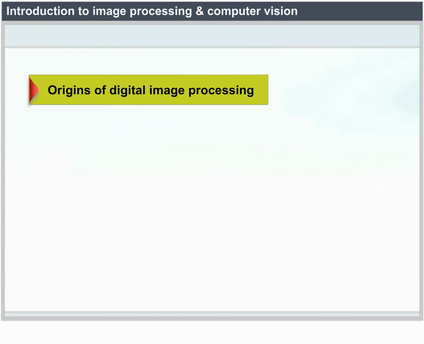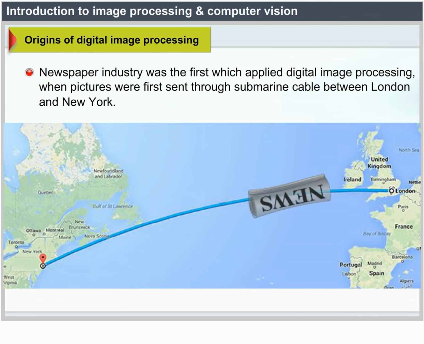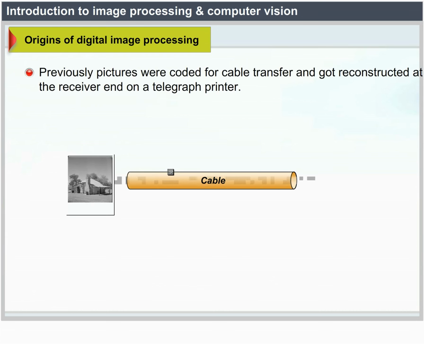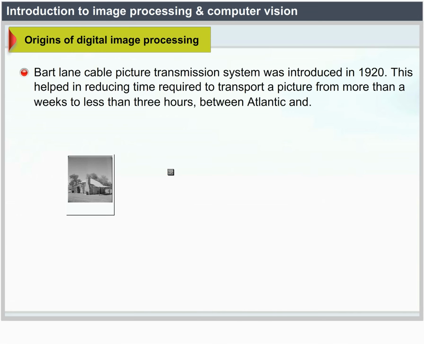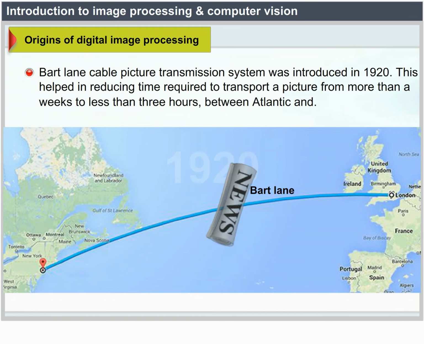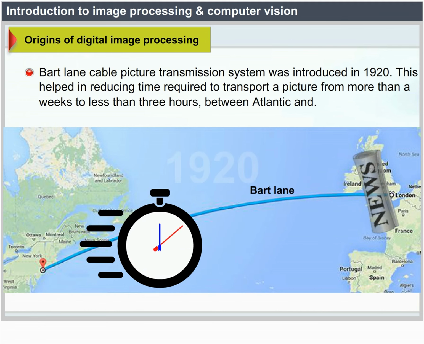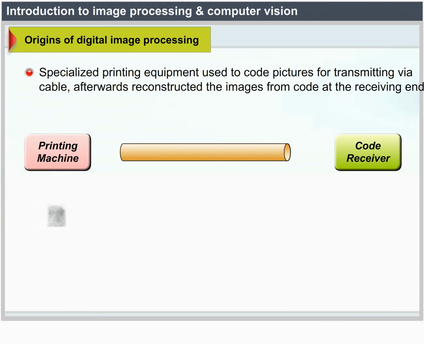Origins of digital image processing. One of the first applications in digital image processing was in the newspaper industry, when pictures were first sent by submarine cables between London and New York. Pictures were coded for cable transfer and reconstructed at the receiver end on a telegraph printer. Introduction of the Bartlane cable picture transmission system in 1920 reduced the time required to transport a picture across the Atlantic from more than a week to less than 3 hours. Specialized printing equipment was used to code pictures for transmitting via cable and then reconstruct the image from the code at the receiving end.